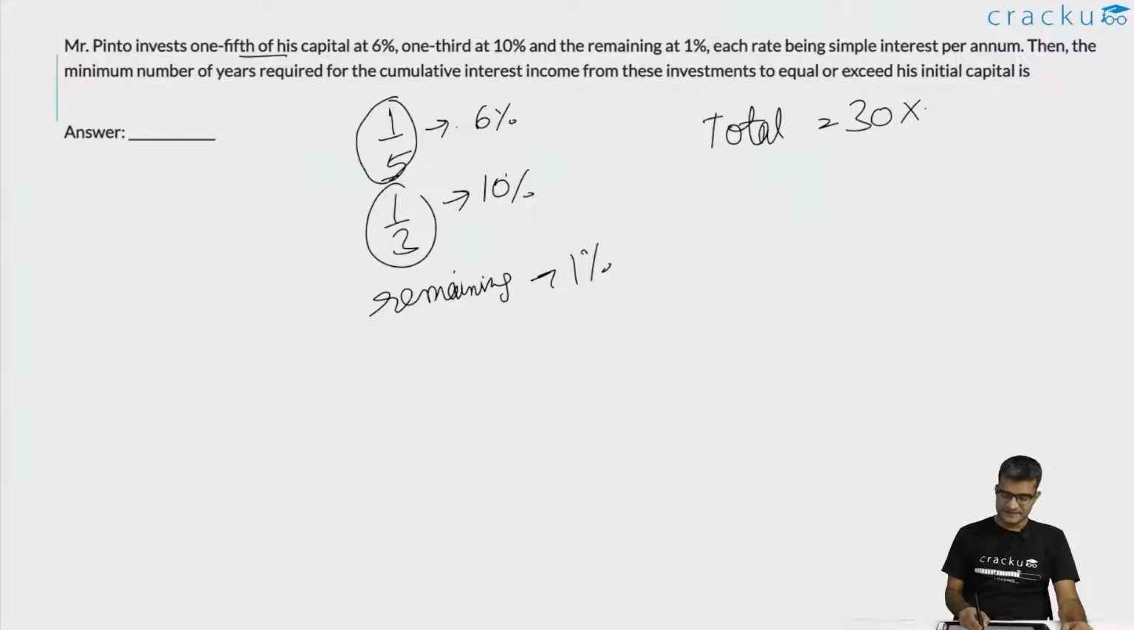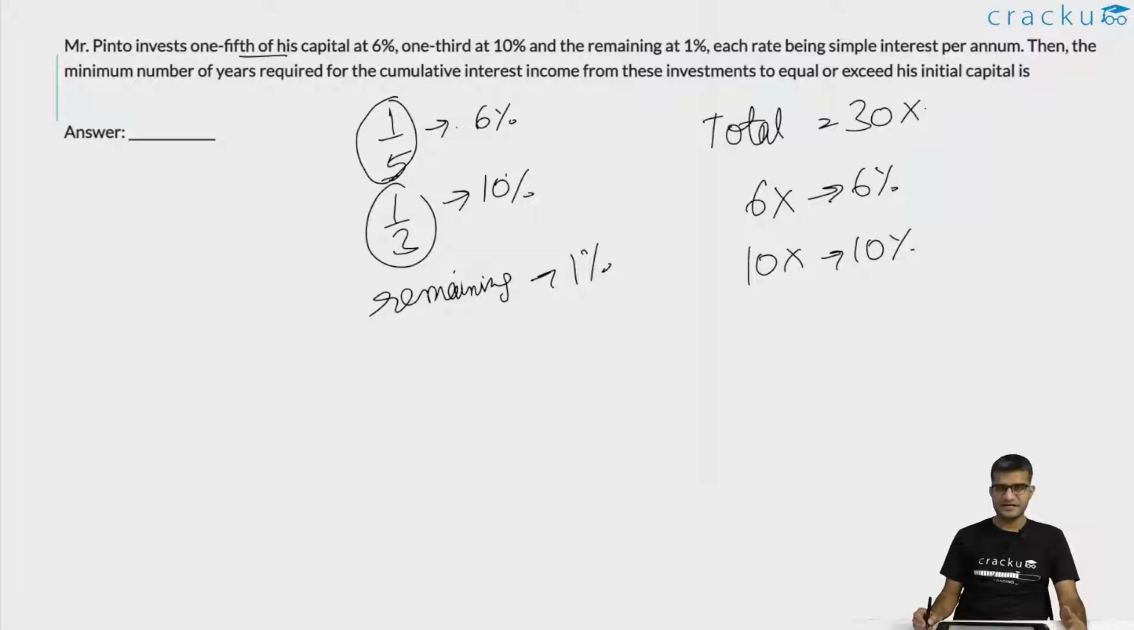1/5 of 30x is 6x. So 6x he invested at 6%. 1/3 is 10x, he invested at 10%. And the remaining, which is 30x minus 6x minus 10x, that is 14x, he invested at 1%.